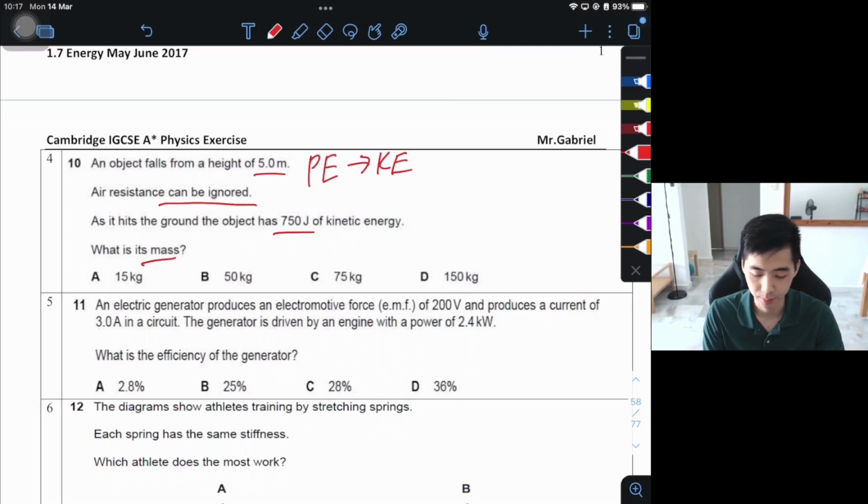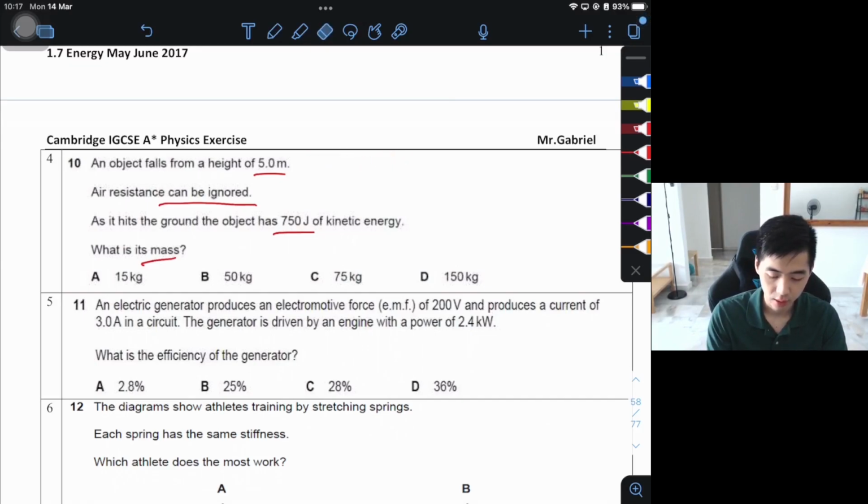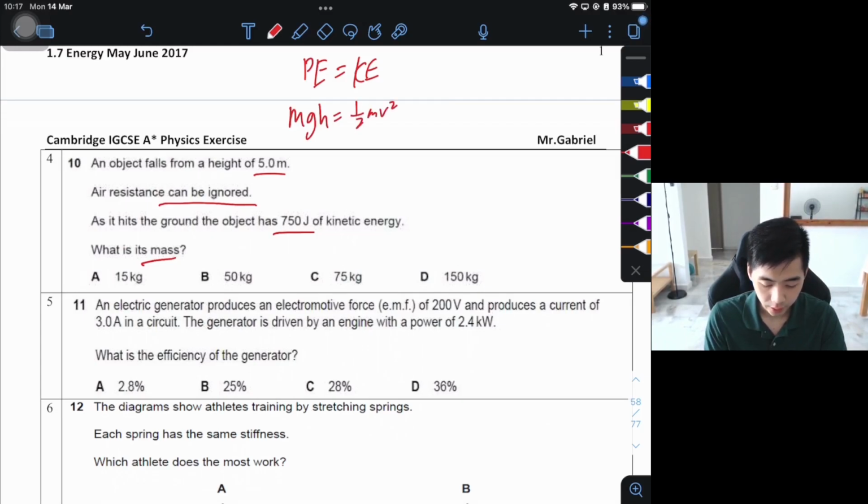What is its mass? From here, I can write down the equation since potential energy equals kinetic energy, right? Let me write this down here. Potential energy equals kinetic energy here. mgh equals half mv squared. In this scenario here, I don't even need this half mv squared. I can straight away substitute everything in here, which is 750 joules.